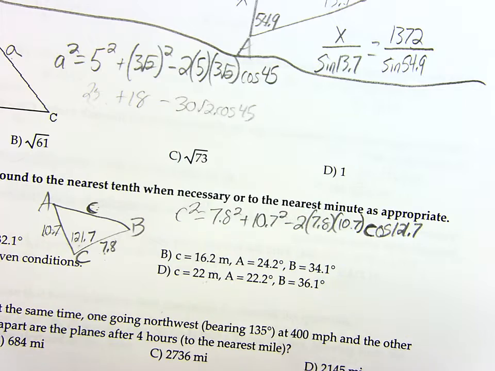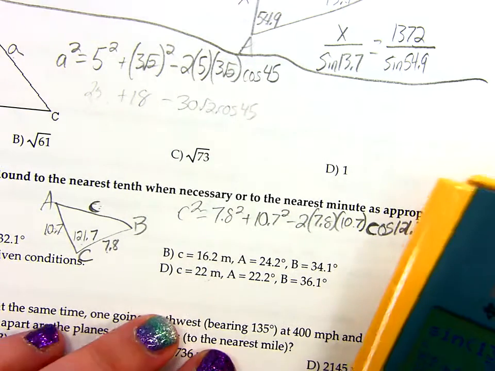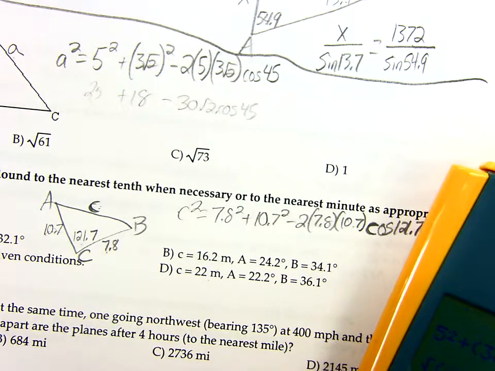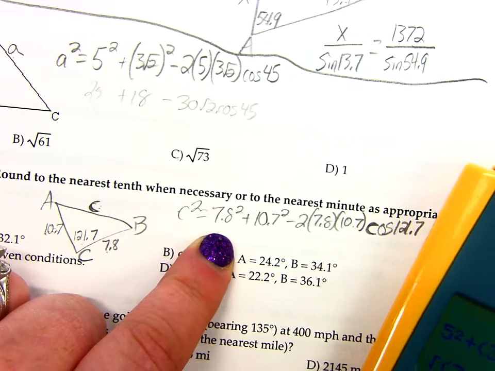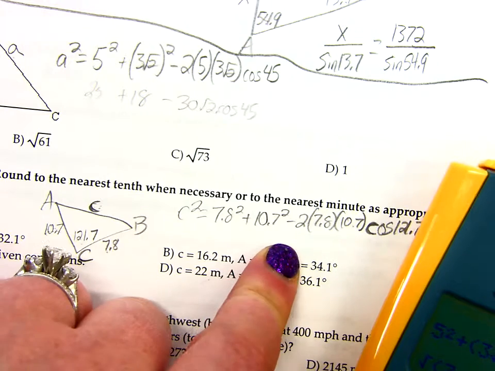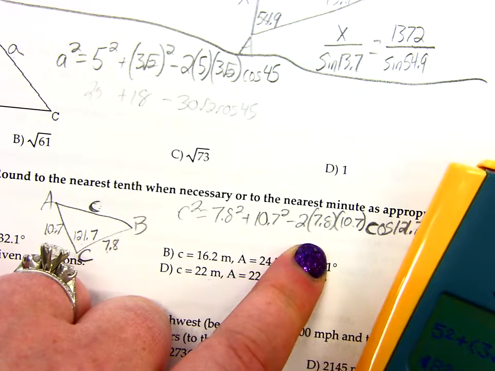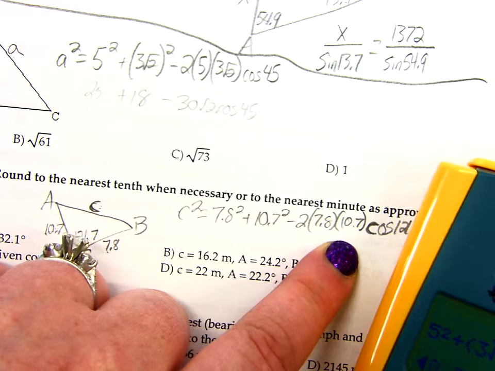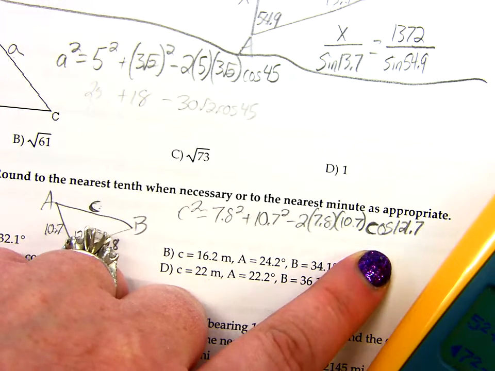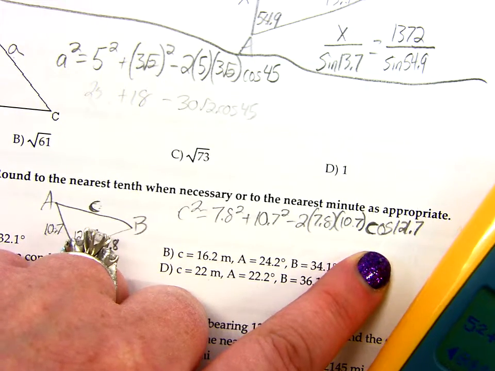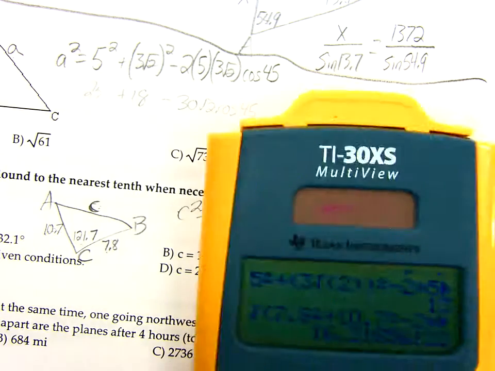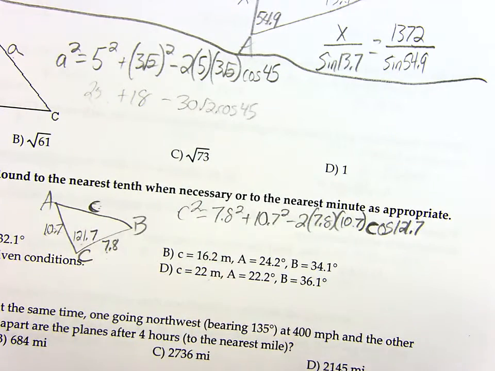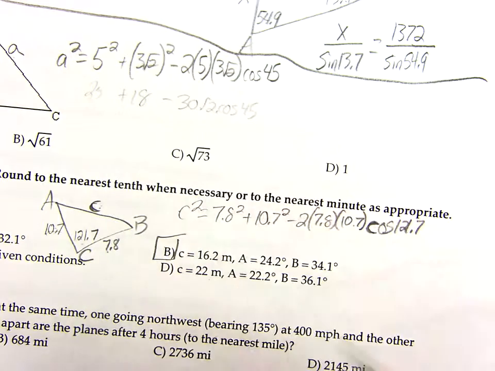So now, if you just do the math correctly, you should get an answer for C. So I want the square root of all of this: 7.8 squared, 10.7 squared, minus 2 times 7.8 times 10.7 times cosine 121.7. I get 16.2. So I know my answer is B.